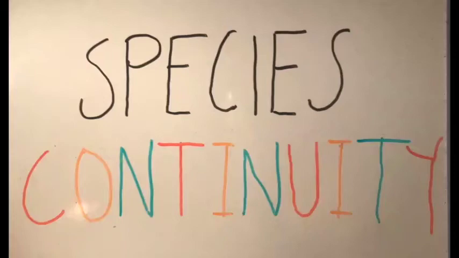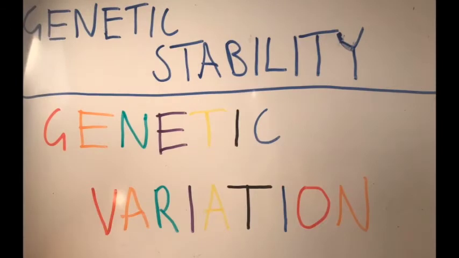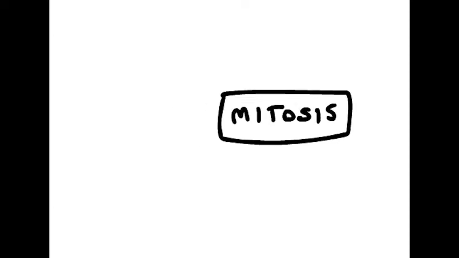Species continuity is reliant on two factors: genetic stability and genetic variation. Mitosis and meiosis ensure the continuity of species by maintaining a balance between these factors. Mitosis is preceded by interphase.